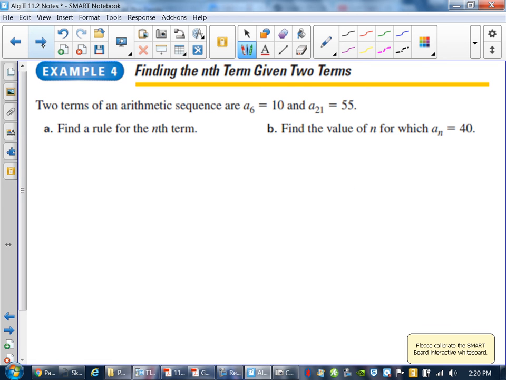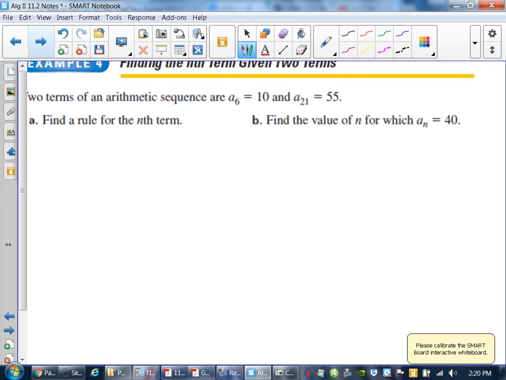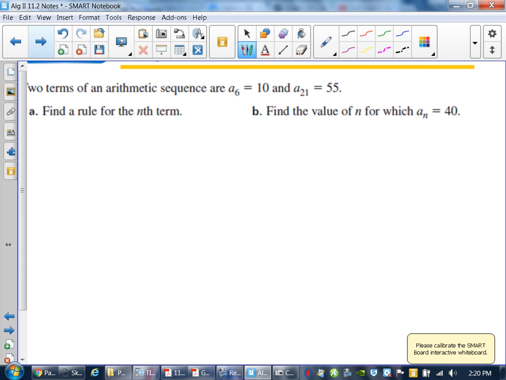Sometimes what happens though, you have 2 terms in the sequence, and you need to figure out the rule. Well, think about it this way. If you know 2 terms in the sequence, you would then have 2 equations that you could then identify to solve for one part.